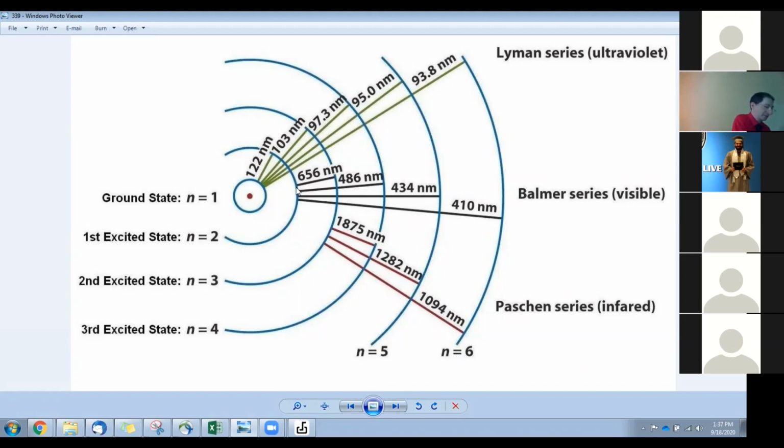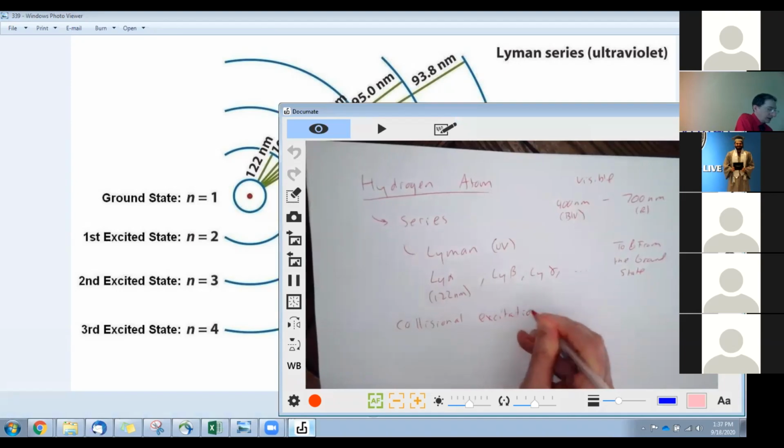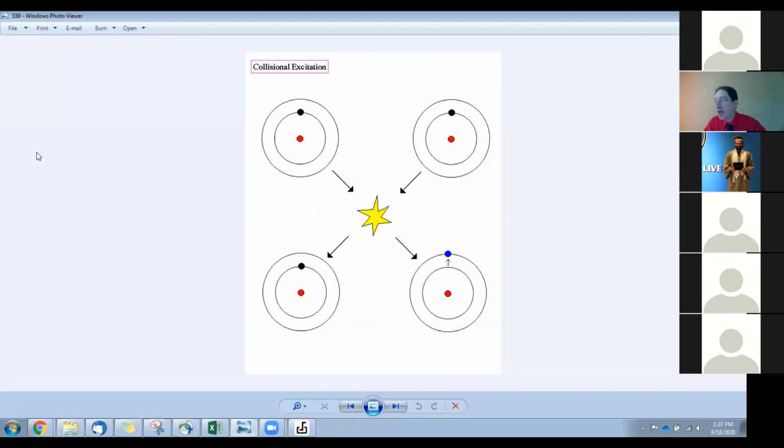Let me write that term down. This is, if the gas is hot, the particles will be bouncing into each other. If it's hot enough, they'll bounce into each other with enough oomph and enough energy that the electrons can absorb that energy and move up to the higher state. So, here we have two hydrogen atoms in the ground state. They bounce off each other with enough energy that one of the electrons finds itself in the first excited state.